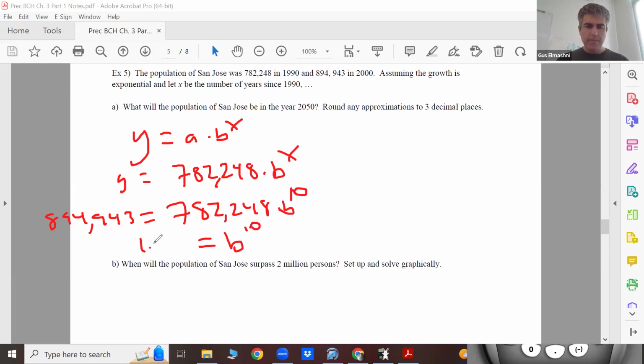1.114. So 1.114 raised to the 0.1 power. So it's about a 1.4% increase.